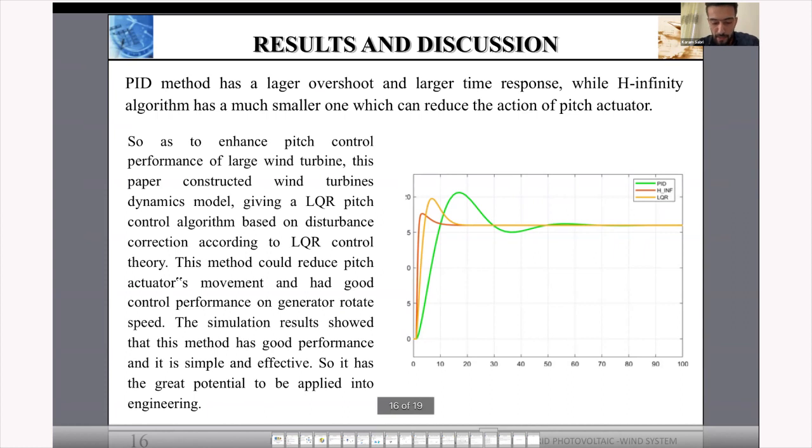This paper constructed a wind turbine dynamic model and gave an LQR pitch controller algorithm based on discordance correcting according to LQR controller theory. This method could reduce pitch actuator movement and had good controller performance on generator rotor speed. The simulation result showed that this method has good performance and it is simple and effective, so it has great potential to be applied in engineering.